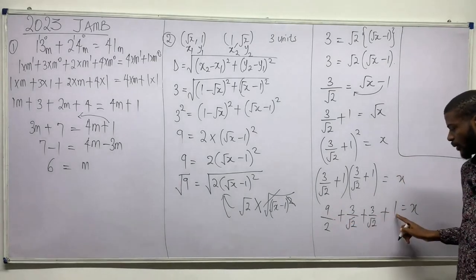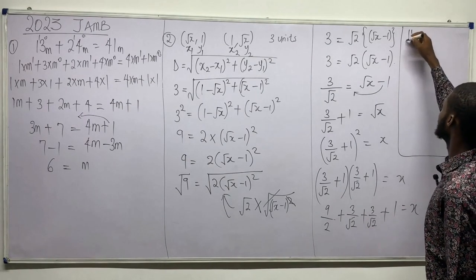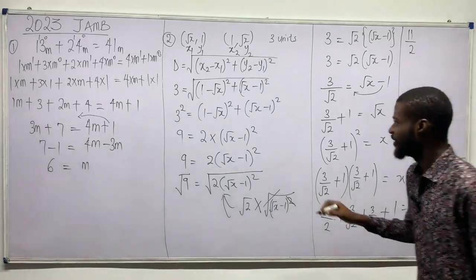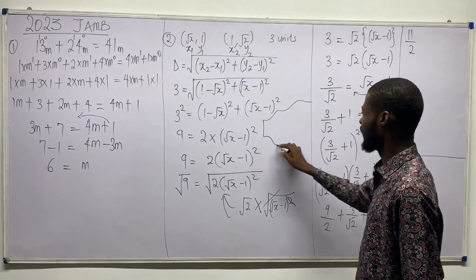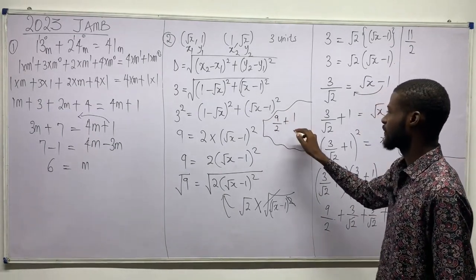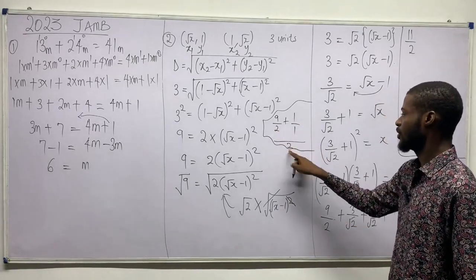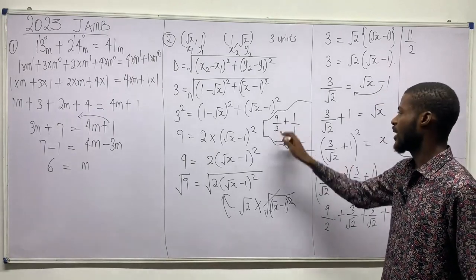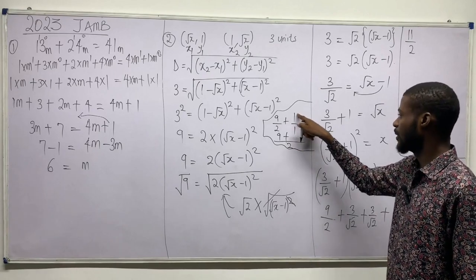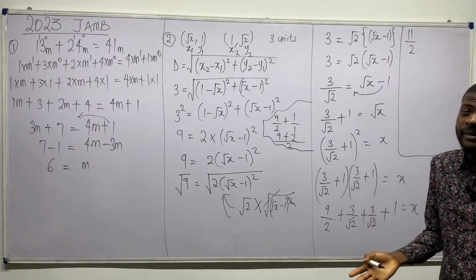9 over 2 plus 1. What do you think that will give to us? 11 over 2. That was actually easy, right? I think we'll have to learn how to add fractions very, very fast. So we have 9 over 2 plus 1. The LCM of 2 and 1 is 2. 2 divided by 2 is 1. 1 times 9 is 9. Plus 2 divided by 1 is 2, times 1 is 2. So 9 plus 2 will give us 11 over 2. So that was how I got it.